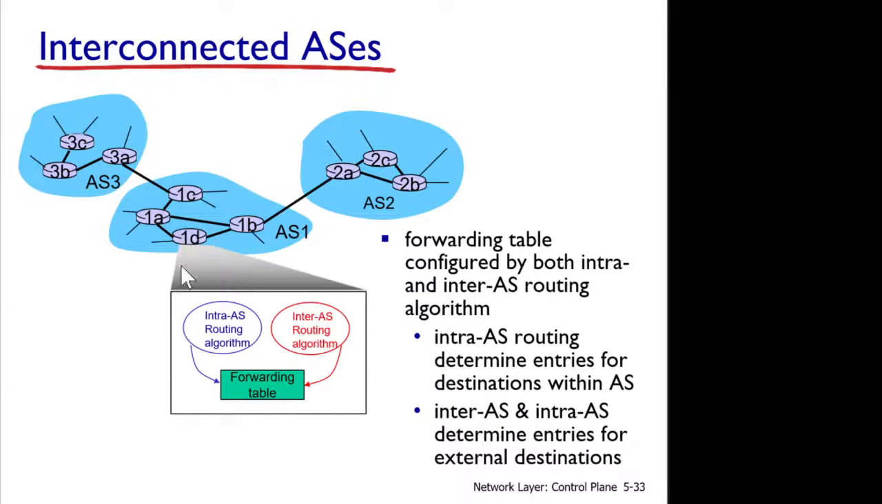So, interconnected AS routers. I'm really going to fly through this one here. So we'll imagine we've got AS1 here, AS2, and AS3. And there's two different types of routing algorithms being used here. We've got the intra-AS routing algorithm, such as link state or distance vector, which figures out least cost paths within its own network. So that's the blue one. And then you've got the inter-AS routing. So that figures out least cost paths to nodes outside of its network. And they both are used. Both of these routing algorithms are used to fill up the forwarding table.